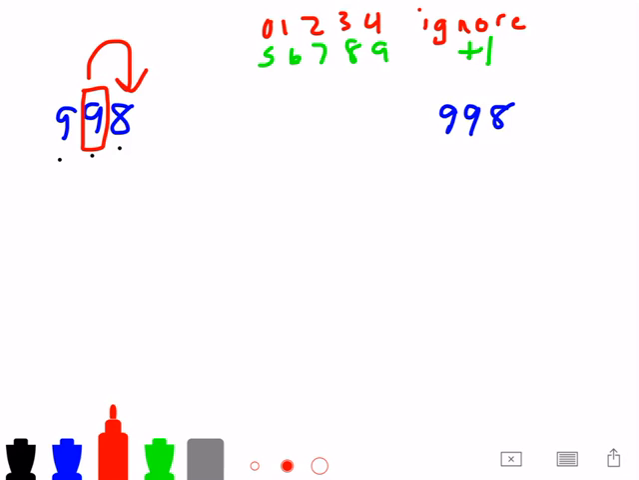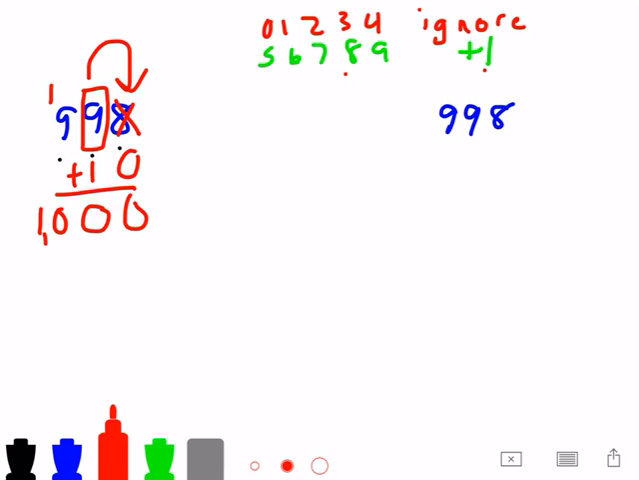The number right next door is an 8, so it tells me to add 1 to the number in the rounding place. So I'm going to add 1 to the 9. That makes it a 10, but we can't have a two-digit number in one place value, so I have to leave the 0, carry the 1. That 1 plus 9 equals another 10. So now I've got 1,000. The number to the right always becomes a 0. So 998 rounded to the nearest 10 is 1,000.